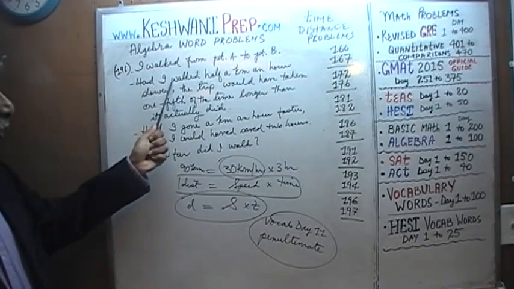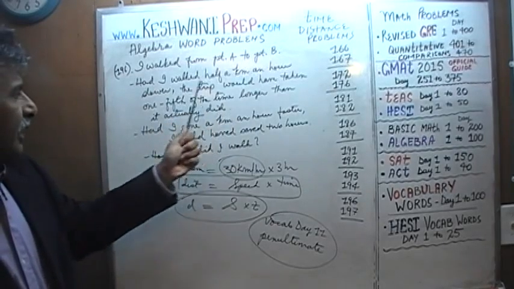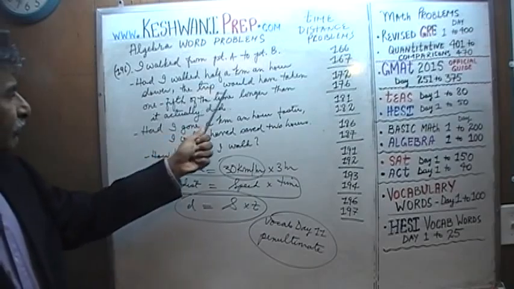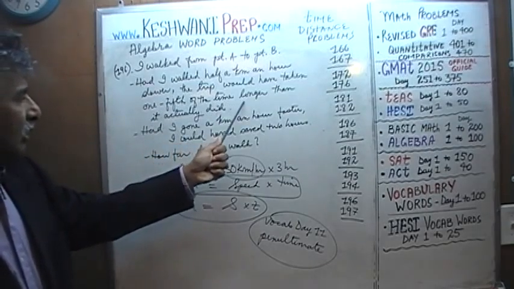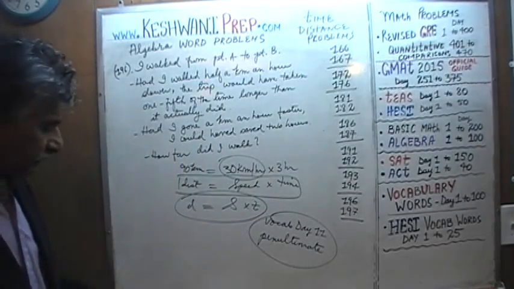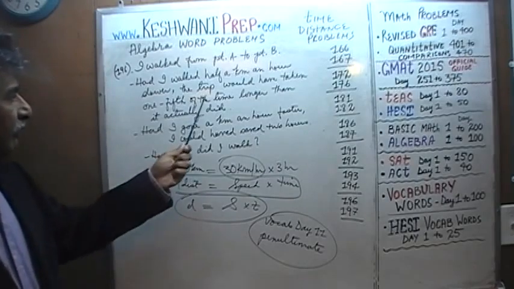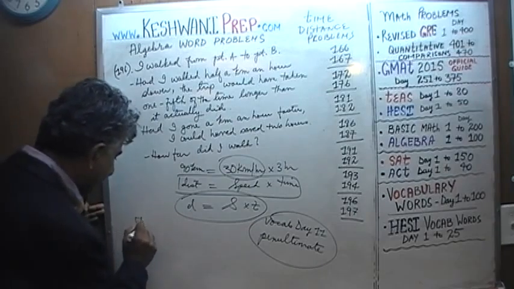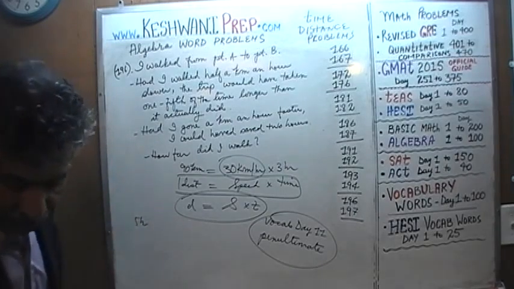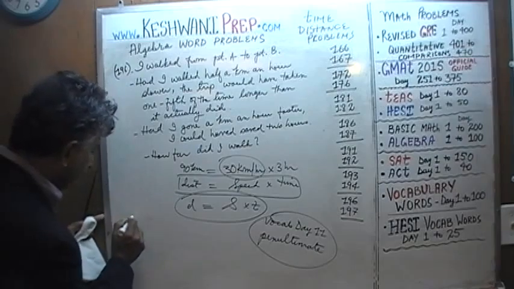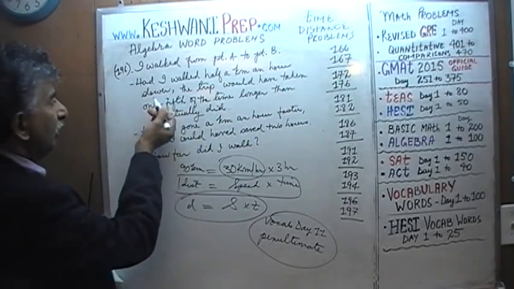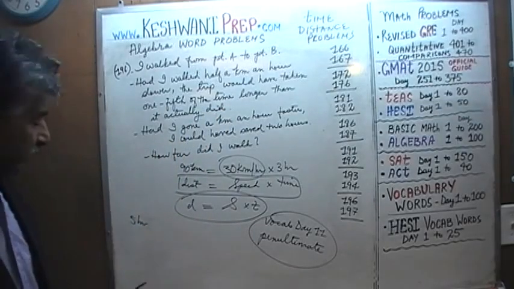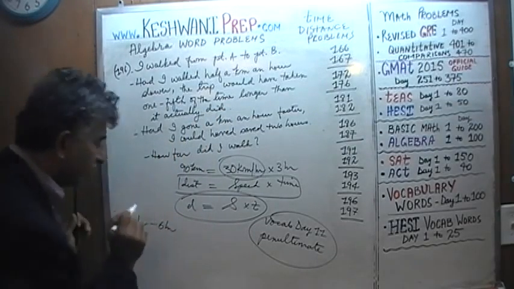I'm telling you that had I walked half a kilometer an hour slower, the trip would have taken one-fifth of the time longer than it actually did. For example, if the trip happened to take 5 hours, then instead of 5 hours, it would have taken 6 hours. Had it taken 5 hours, then had I gone half a kilometer an hour slower, the whole trip would have taken, instead of 5 hours, 6 hours.